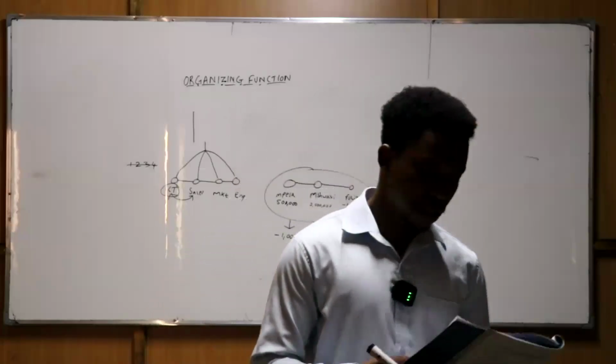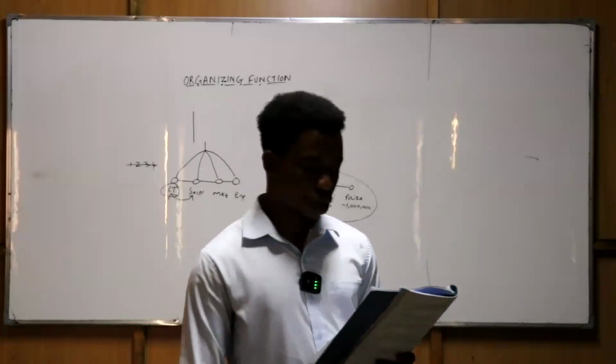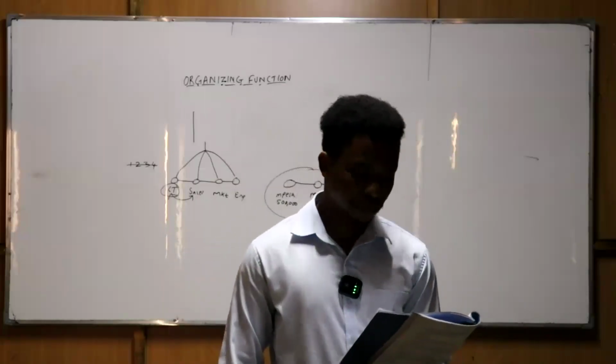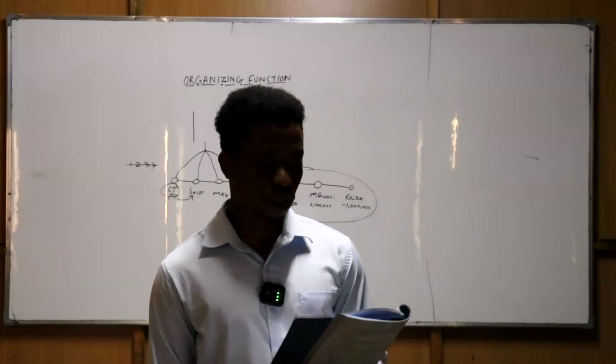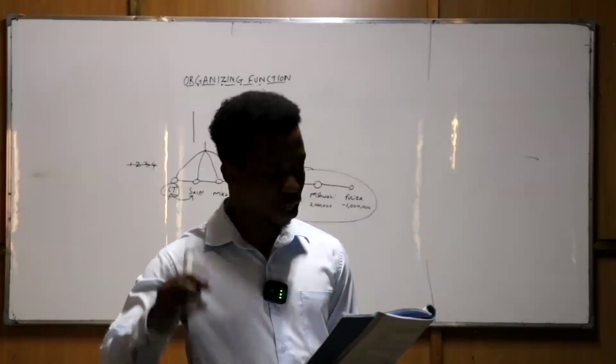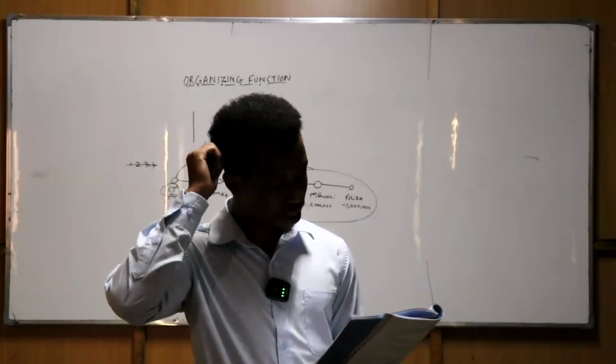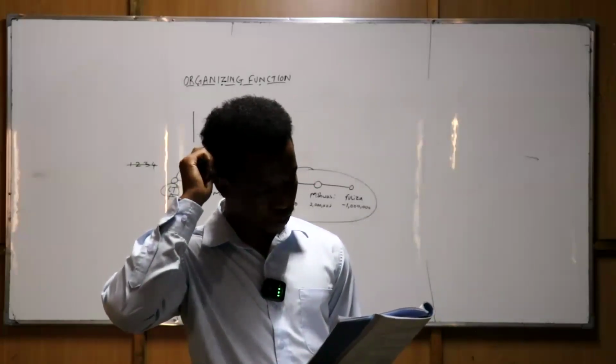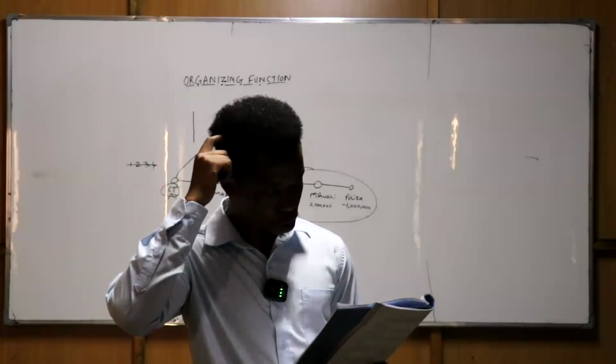So then you have the matrix structure. The matrix structure is a hybrid of the functional and a product or project structure. It is known as a two-boss structure, as workers at the intersection of authority end up reporting to two bosses.